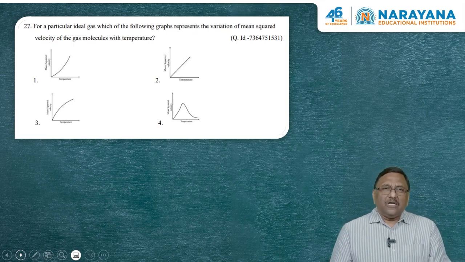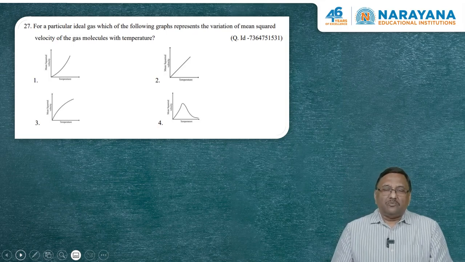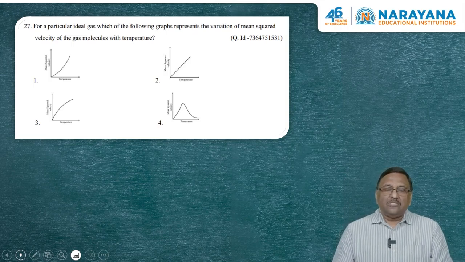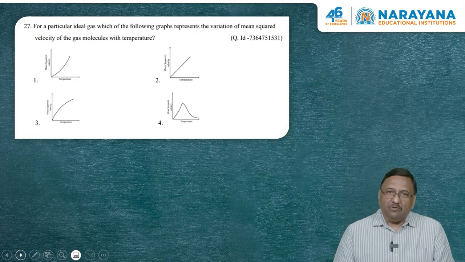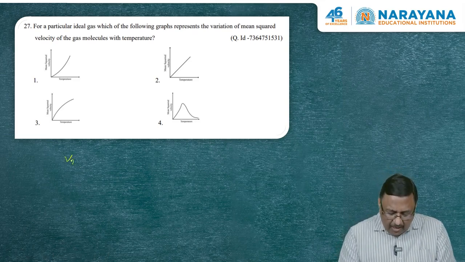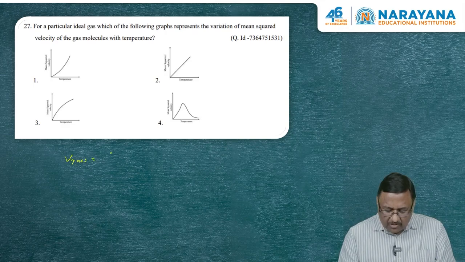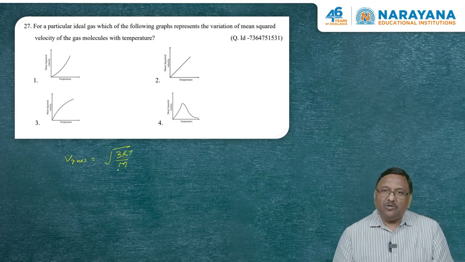In this question, it is the mean squared velocity. So we should understand that the mean squared velocity is nothing but the square of the root mean squared velocity. Now we know V RMS, the root mean squared velocity, is the square root of 3RT divided by the molecular weight M.